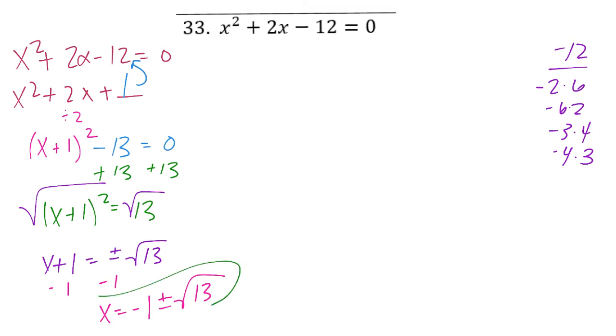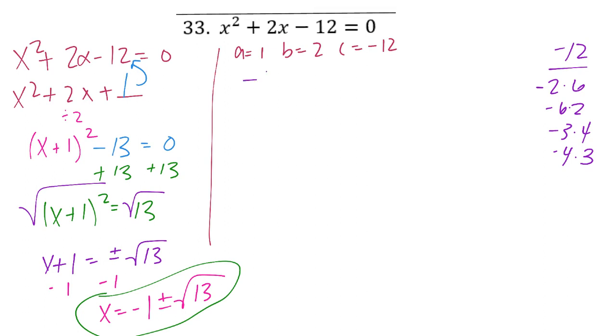So to me, that is the easiest way to do this. But you can do quadratic formula. It is just as correct. It is a little bit longer, though. So let's work that out. So A is 1, B is 2, and C is negative 12.